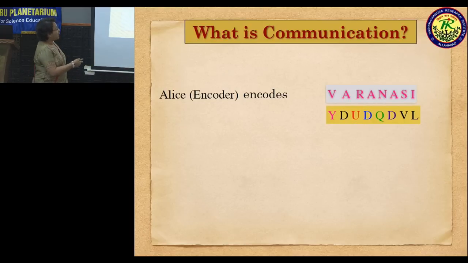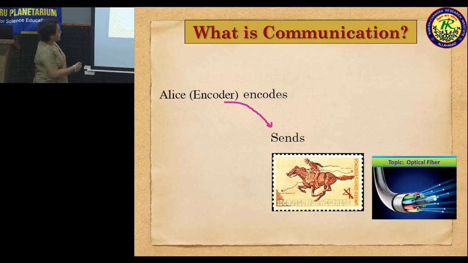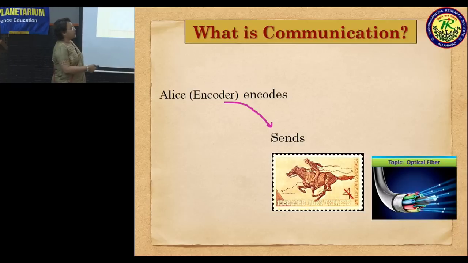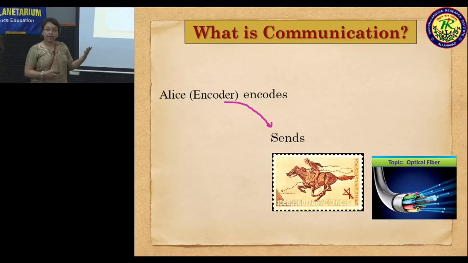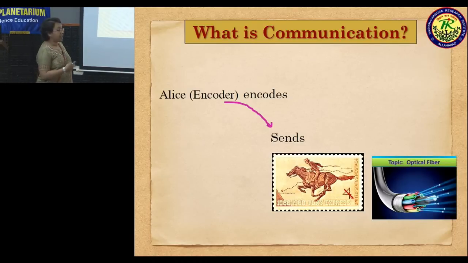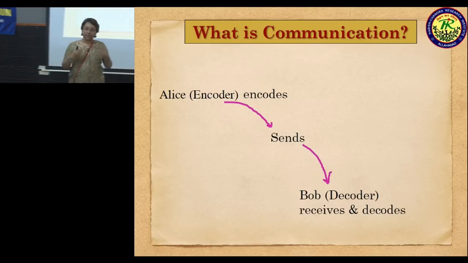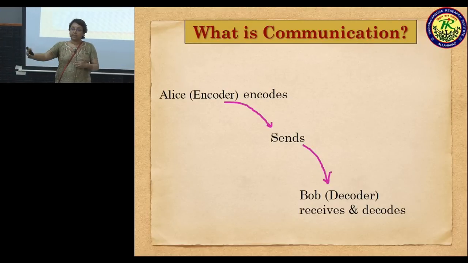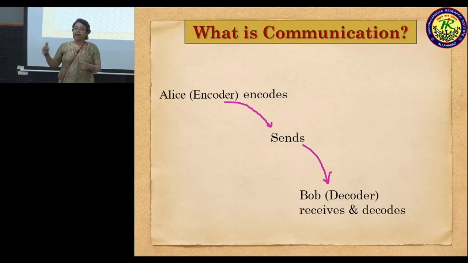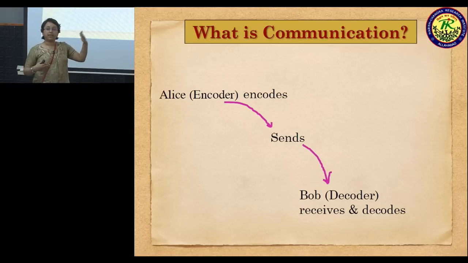So the first step in any communication process is encoding. Now the second step is that Alice sends it via optical fiber or some horse rider, we don't know, but with some medium. So this is the sending, the second step. Now the third step is Bob receives it, and Bob also understands how to decode the message. Then only Bob will be able to decode and get the message that Alice is in Varanasi.